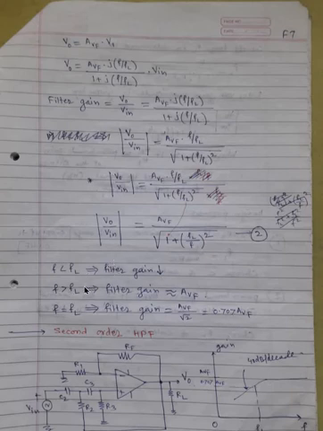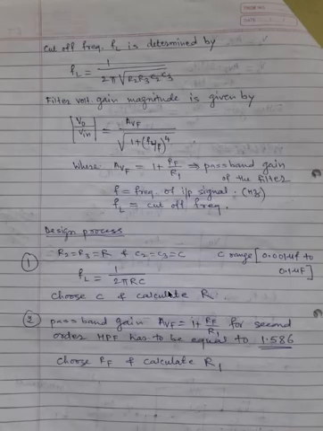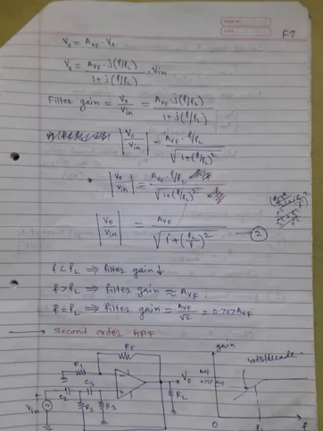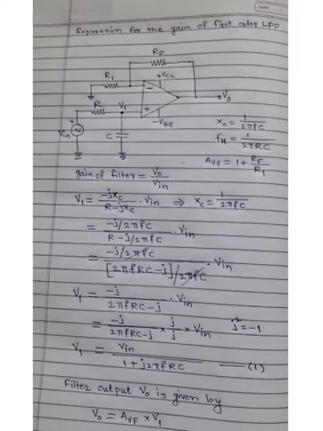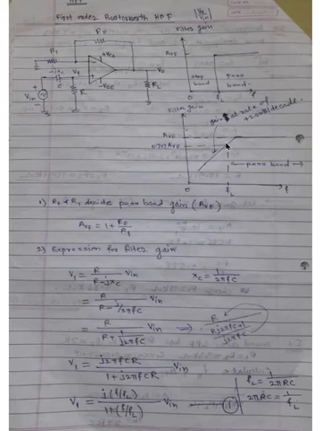If you are taking this into consideration, then we can draw the frequency response also. For this frequency response of a first order high pass filter, if frequency is less than the cutoff frequency, the gain is increasing. That means if frequency is greater than the cutoff frequency of a high pass filter, gain is equal to AVF. If it is less, then it will be decreasing.